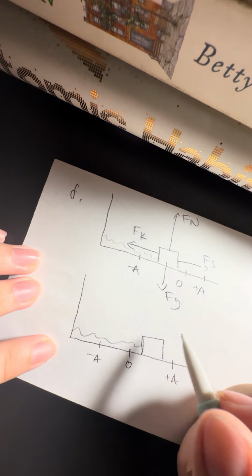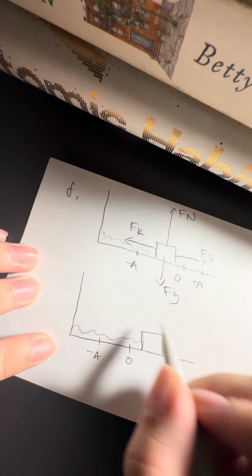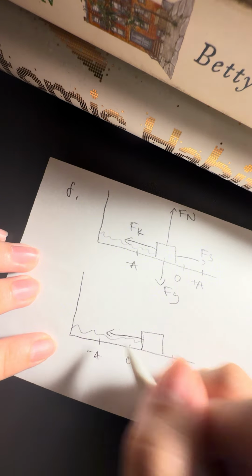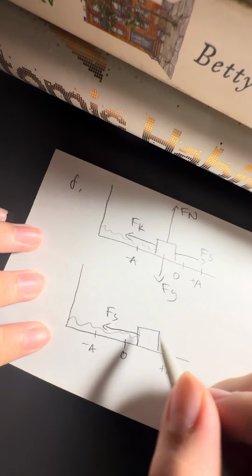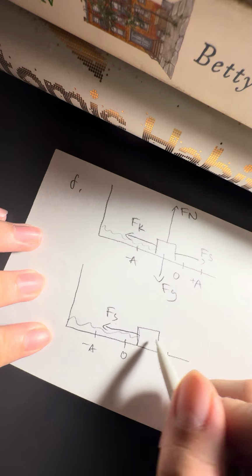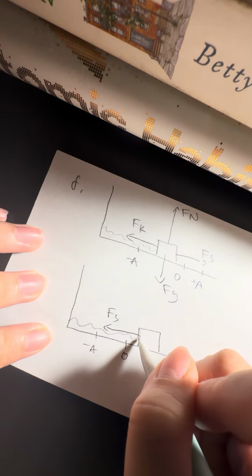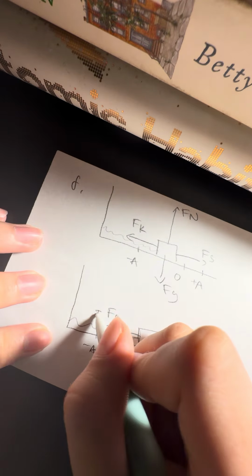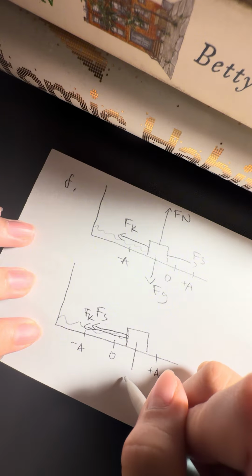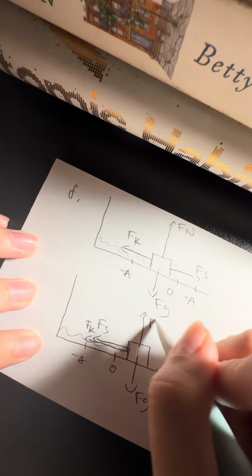The spring is stretching. It wants to pull the block back to the center. So fx is pointing to the left. The block is still moving to the right, so fk is going opposite to the object, so it's going to be left. Okay. Fg is pointing straight down to the earth. And Fn is perpendicular to the surface.